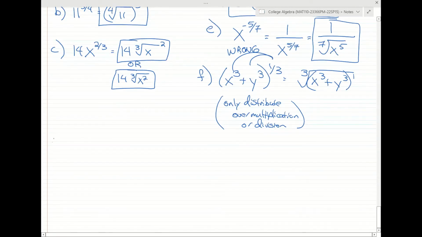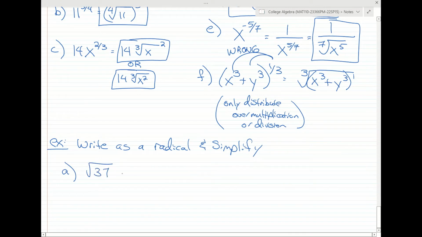Three more types of examples here. What about if I wanted to write as a radical? Simplify. Let's say the square root of 37. Have to try to remember what that is. Properties. If this is a 2 for the index and a 1 for the power, 37 to the 1/2.